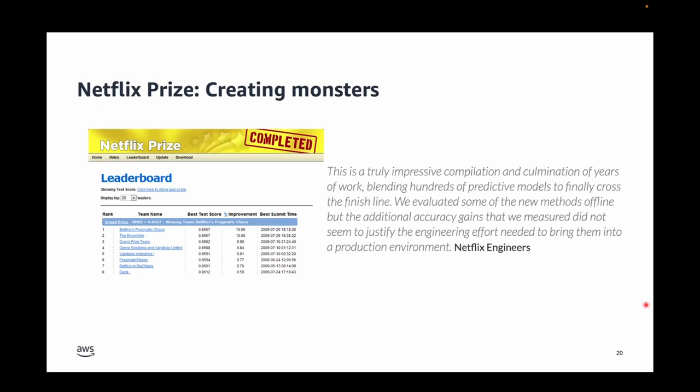But when the Netflix engineers had a look at the solutions, they were like, well, yes, you won the competition, you will get the money because we promised that if you beat us by 10%, you would get the money, but we won't really use it in production because the system is so complicated. How are we supposed to implement it and maintain it and deploy it? It works well, but it's an abomination.